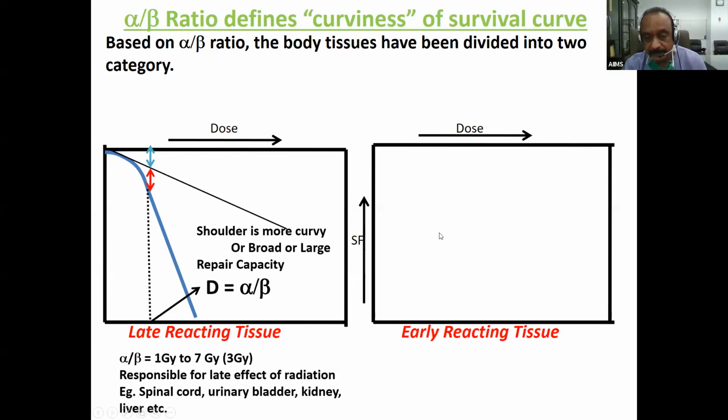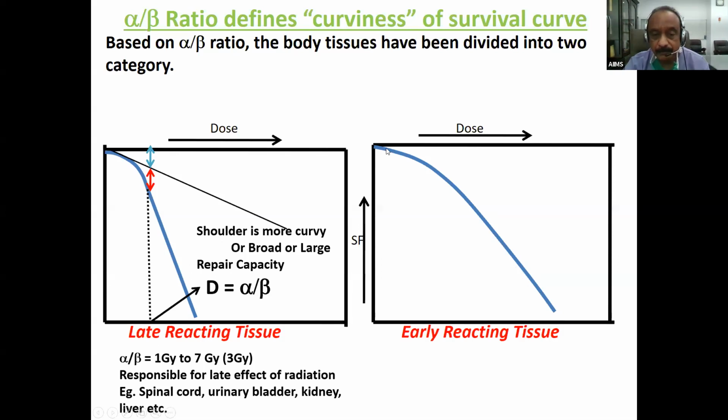Now on the right panel, shape of the cell survival curve is something like this, which belongs to early reacting tissue. Now alpha beta ratio of early reacting tissue are similar to alpha beta ratio of tumor. So tumor will also have the similar kind of shape of the cell survival curve.